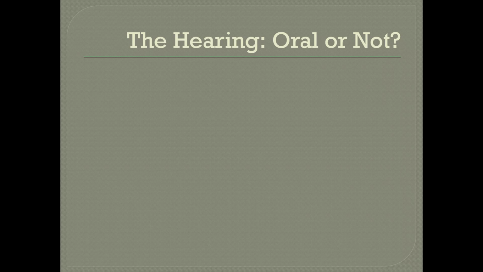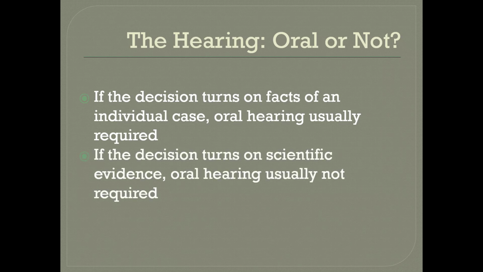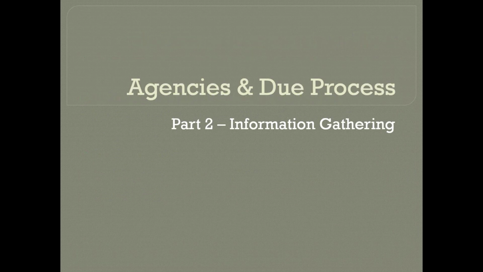As we already mentioned, one of the most important determinations is whether or not there will be an oral hearing. And as we've already suggested when we talked about the difference between rulemaking and adjudication, if the decision turns on the facts of an individual case, an oral hearing is usually required. These are what we called adjudicatory facts earlier in this lecture. But if the decision turns merely on scientific evidence, then an oral hearing is usually not required. So, scientific facts are generally not litigated in court.